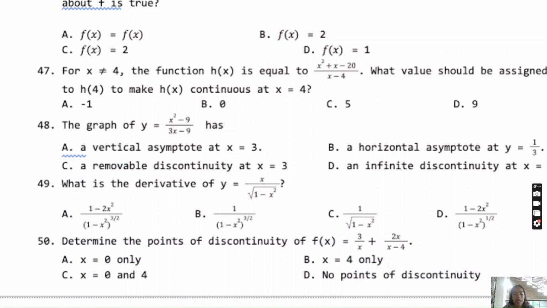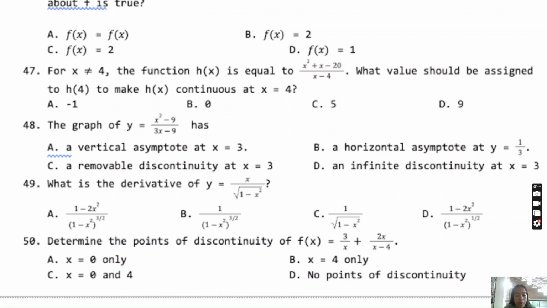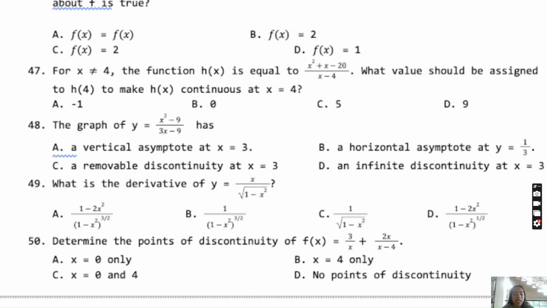Second to the last item, number 49. What is the derivative of y is equal to x over the square root of 1 minus x squared? So the answer is letter A. Because using the quotient rule and chain rule, and after simplification, the correct expression matches letter A, which is (1 minus 2x squared) over (1 minus x squared) to the power of 3 over 2.